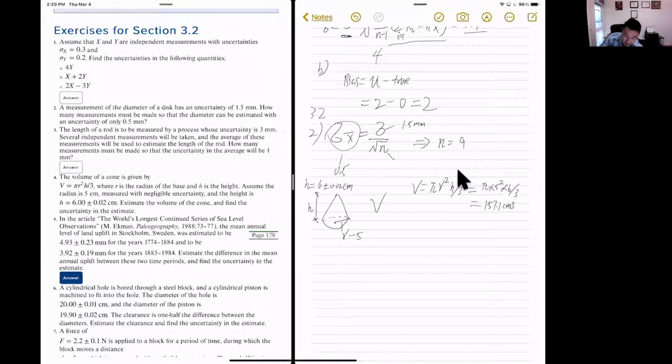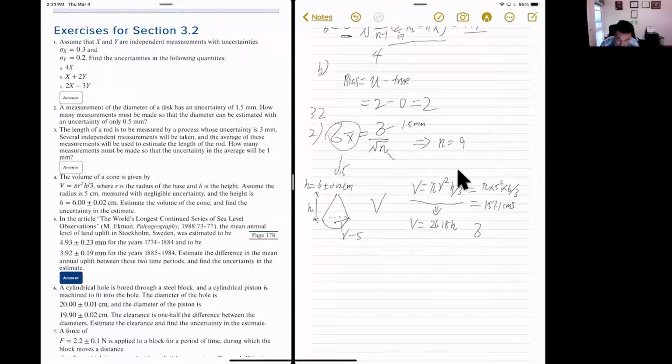Right. And because R has no sigma, okay, so we only need to care about H. So we need to find the correlation between H and V. So again, based on that equation, we plug in R equal to 5, okay, and we leave H as that. Okay. So we found out V is equal to 26.18 H.